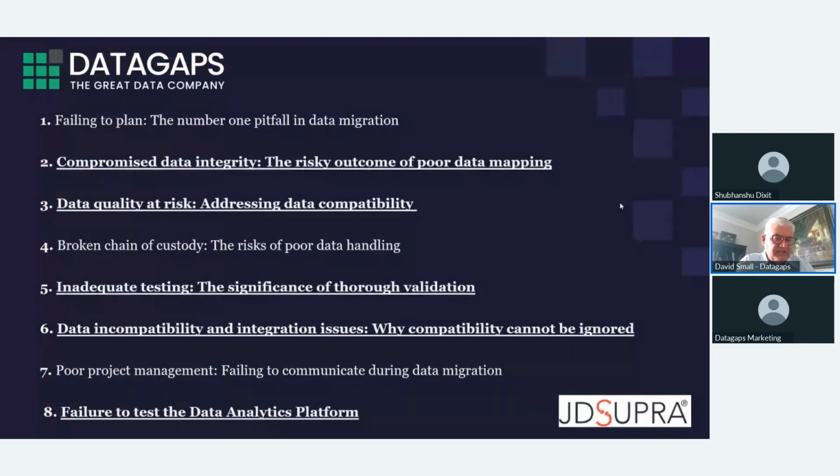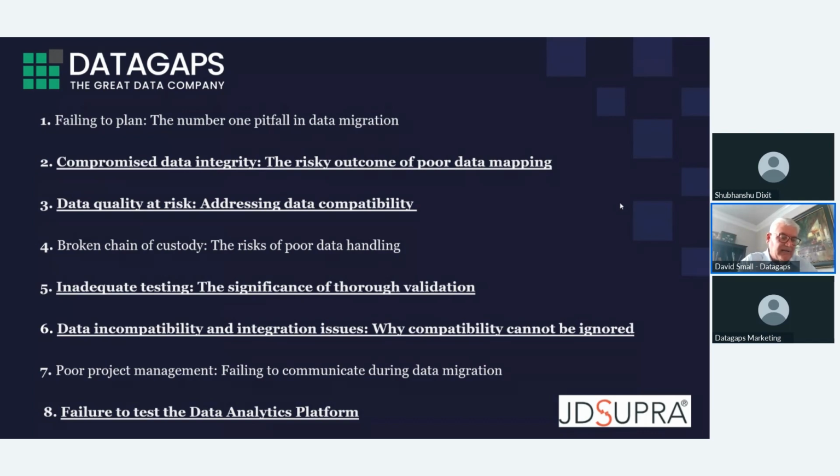Number 6 is data incompatibility and integration issues, somewhat similar to number 2, but it has to do with the data formats of the data that you're moving. So if you're moving from SQL Server to Snowflake, for instance, the formats don't map one for one, and you have to take that into consideration. And so data incompatibility is an area that we help you with.